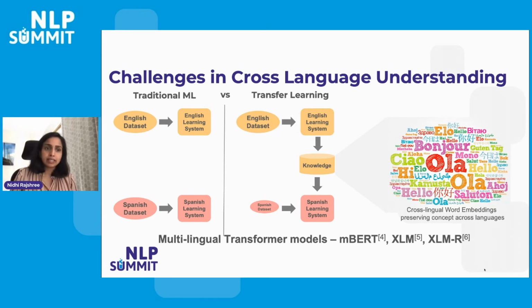Now, what you see on the left-hand side in the traditional ML approach is that you have a lot of English data and you end up training an English learning system. Pretty good. And in that ideal world, you'll probably have a lot of Spanish data and you'll be able to train a Spanish learning system. But in reality, you have very little Spanish data. And this is where, given a few training examples in Spanish, you can transfer learn from English, or the knowledge that is encoded in those cross-lingual word embeddings from these transformer-based models, and transfer it towards Spanish prediction.